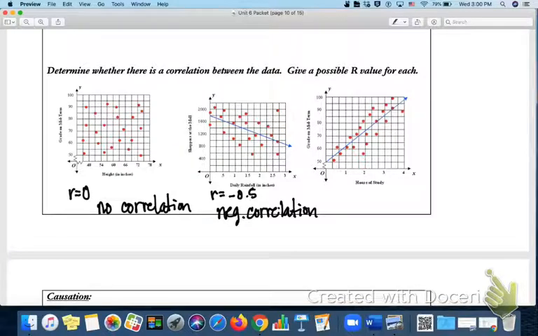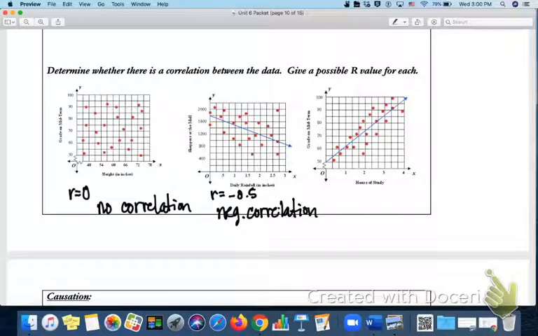Look at the next example. Hours of studying versus grade on your midterm. Again, looking at the line that they drew, it is increasing from left to right, which means the more time you spend studying, the grade on your midterm is going to increase.